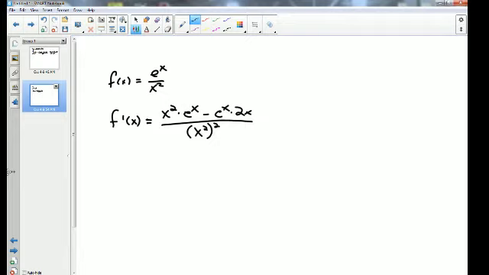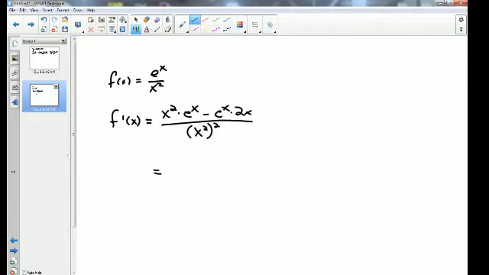If you're on a free response question, this is a perfectly acceptable answer. No touchy. But if it's a multiple choice, you might have to simplify algebraically. So is there a common factor up here?